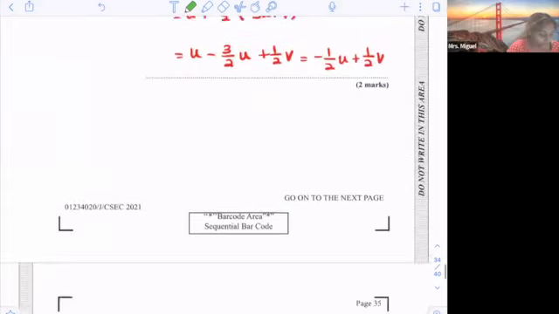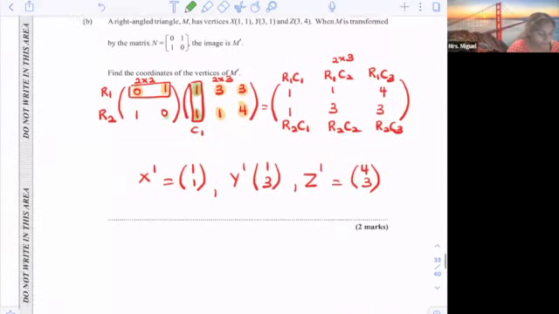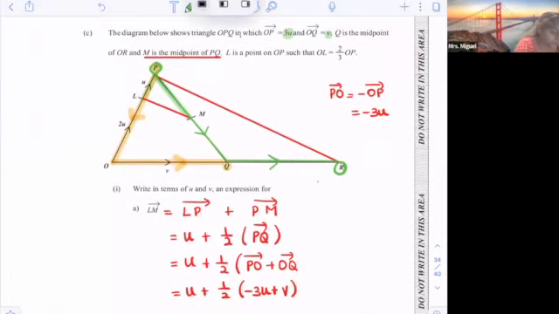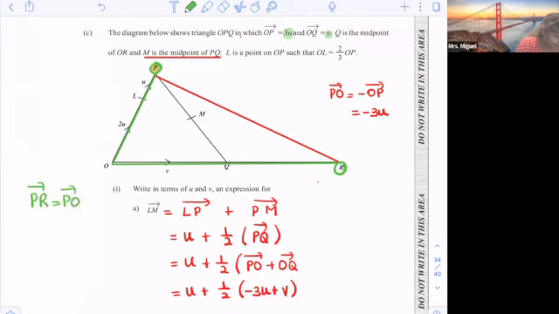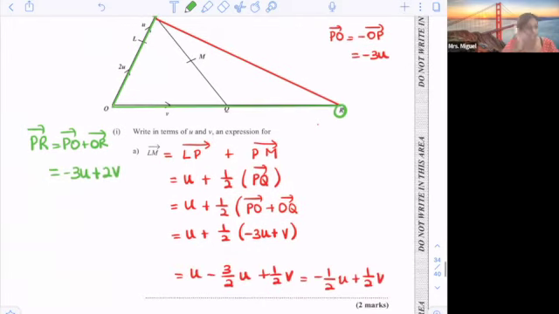But we don't know the vector PQ, but we know the vector O. So here is how we could pass. We could go from P to O and then from O to R because we know those vectors. So PR is the vector PO plus OR. The vector PO is minus 3u and the vector OR is 2v. So take that down. This is part B.